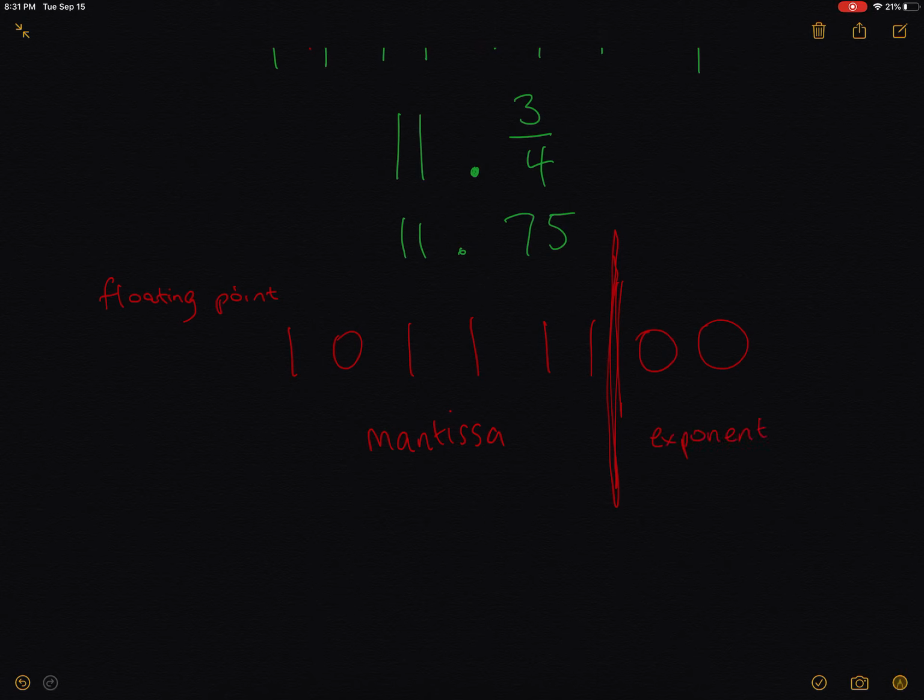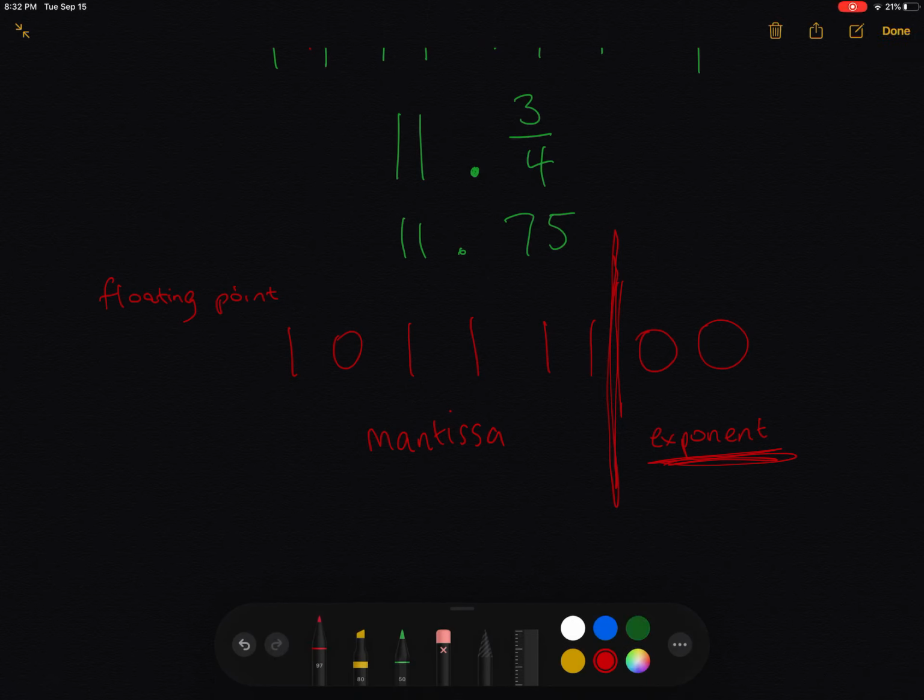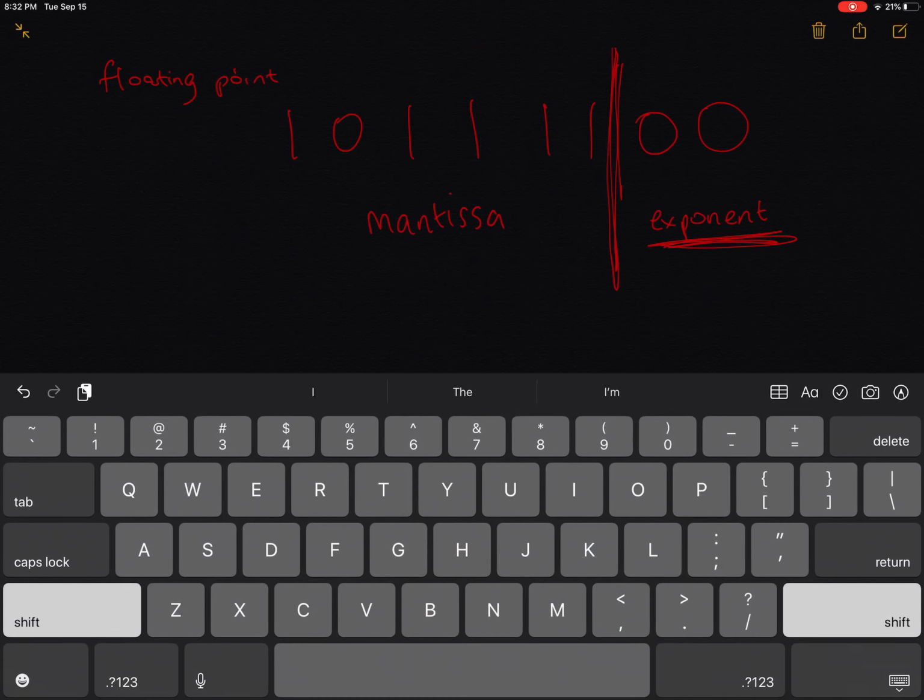Now the way this works is the exponent is used to tell us where to place the decimal place. The mantissa is going to stay the same, but the decimal place is going to move up and down inside that mantissa, and I'll show you what I mean by that.